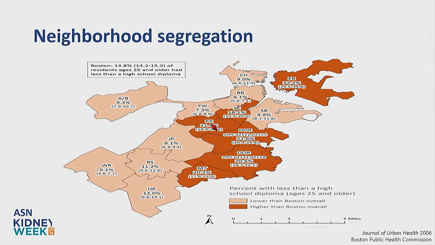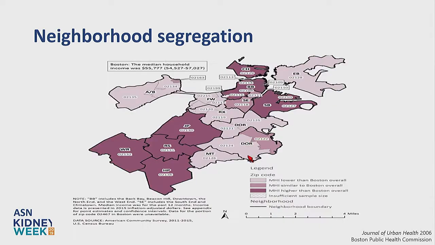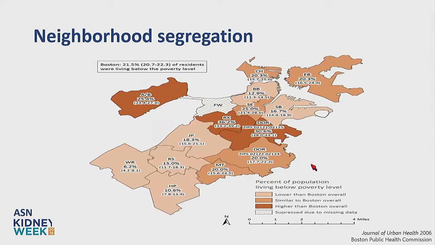So looking at those who have less than a high school diploma in terms of education, you can see the same neighborhoods that I showed you that have a high proportion of black residents is where it's really concentrated in the city. Similarly, when we're looking at rates of unemployment, you can see the trend again. It's concentrated in the same neighborhoods that have a high proportion of blacks. Again, looking at median household income, I showed national trends. These are trends in Boston, same kind of trend in its neighborhood segregation. And lastly, the amount of residents who are living below the poverty line are really concentrated, again, in the neighborhoods that have a higher proportion of black residents.